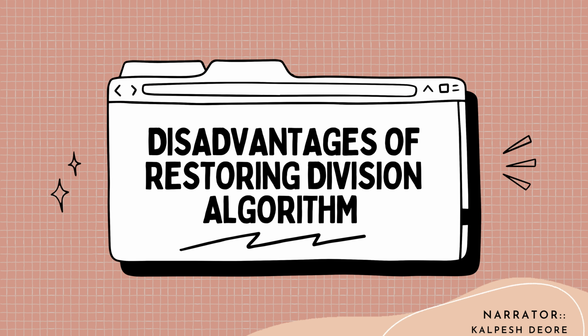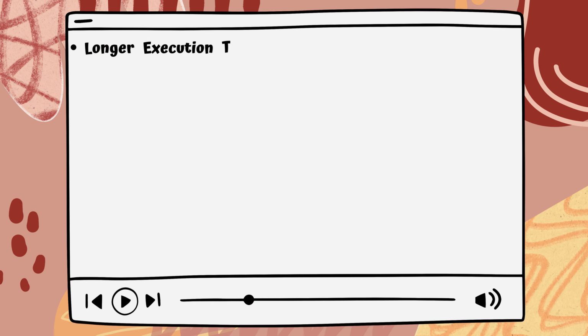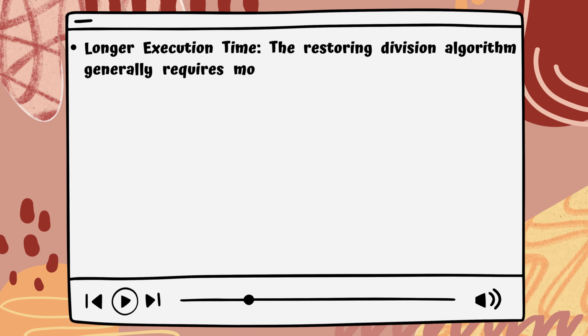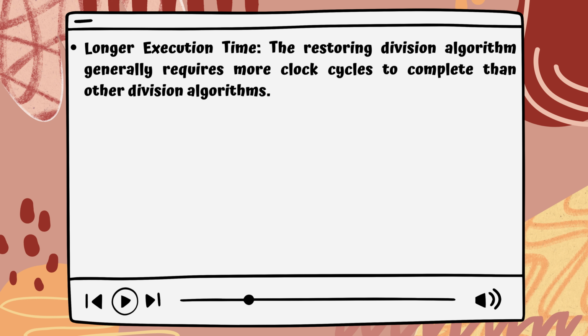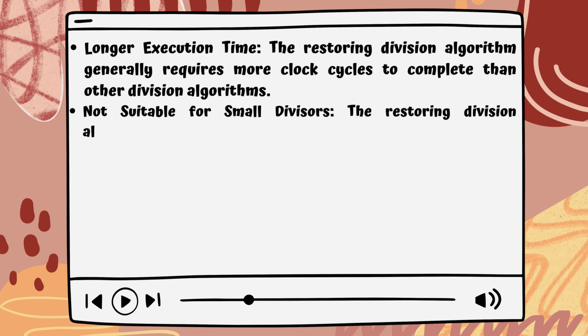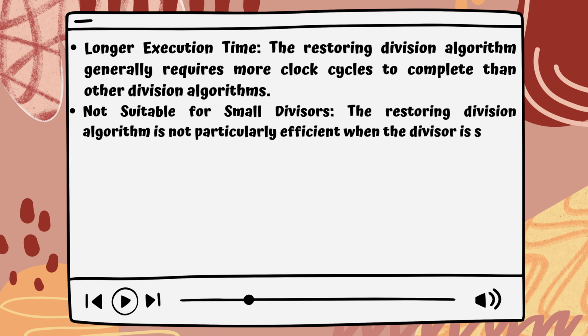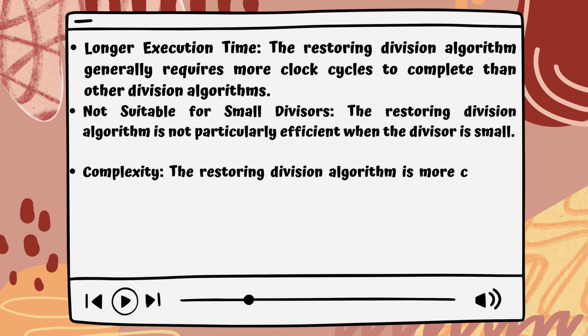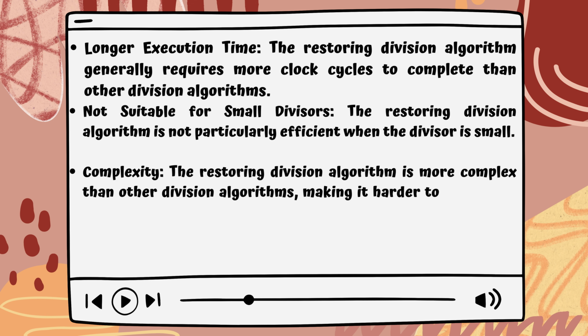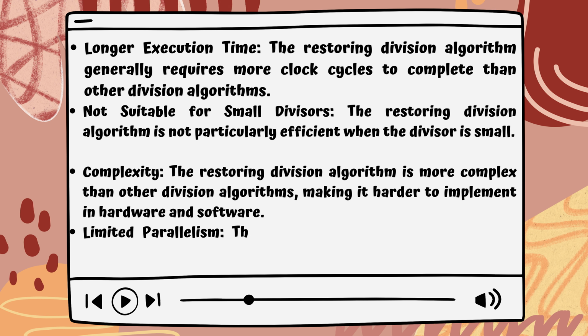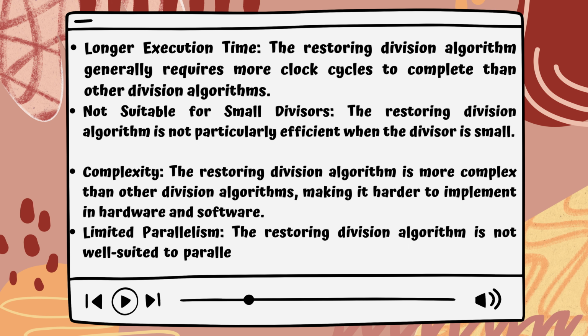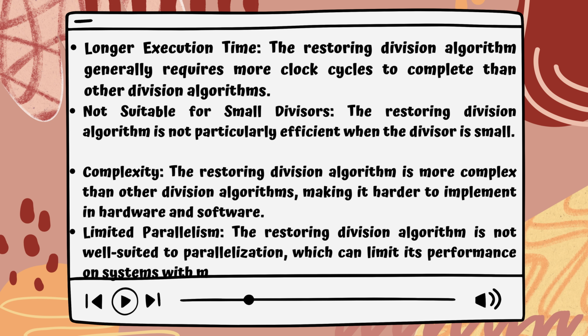Now moving forward to the last part of this video, disadvantages of the restoring division algorithm. The restoring division algorithm generally requires more clock cycles to complete than other division algorithms, therefore resulting in longer execution time. The restoring division algorithm is more complex than other division algorithms, making it harder to implement in hardware as well as software. The restoring division algorithm is not particularly efficient when the divisor is too small.